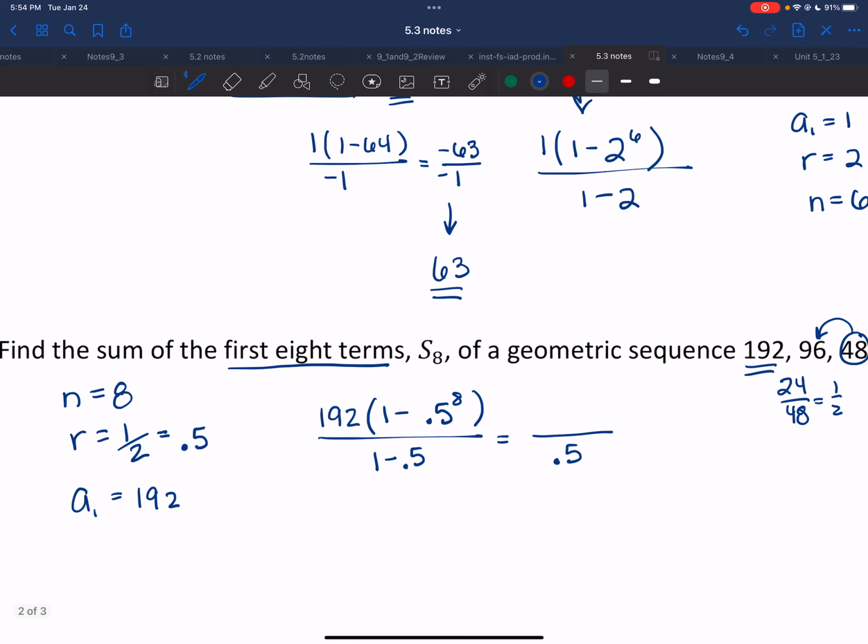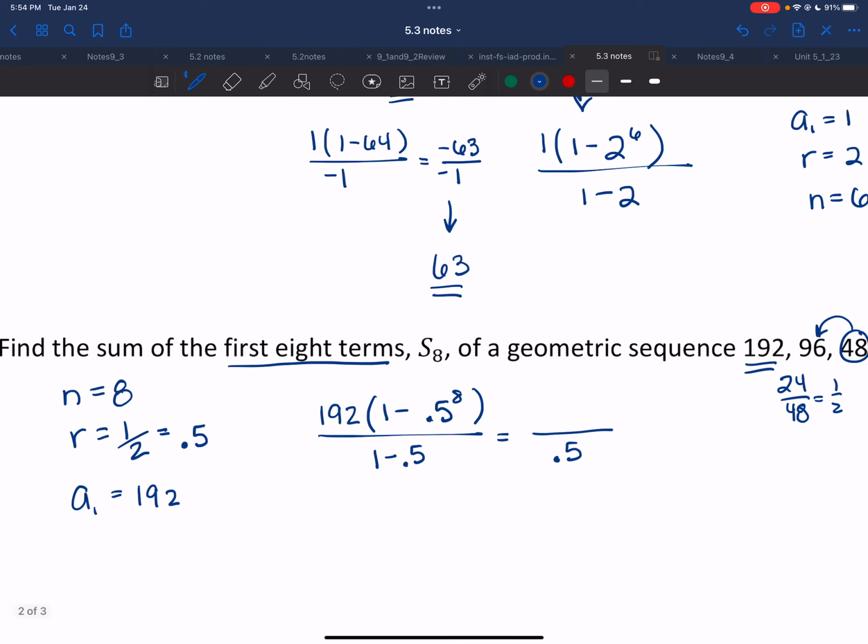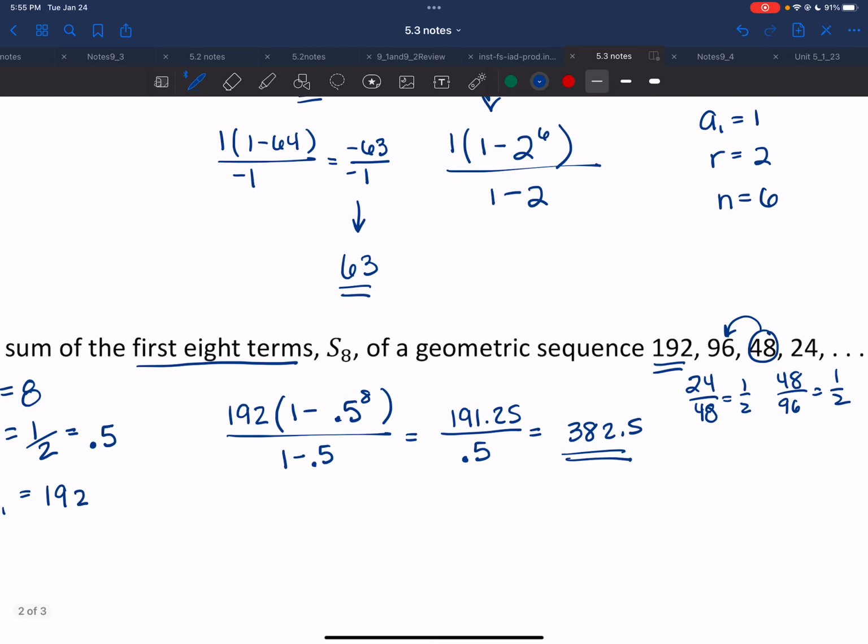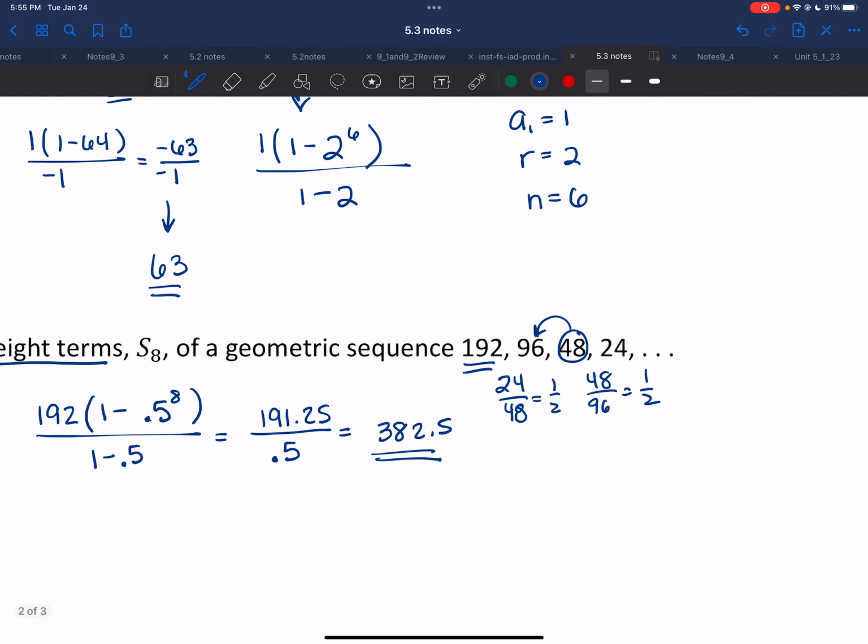When I take 0.5 to the 8th power and subtract it from 1, and then I multiply it by 192. So this will give me a teeny, teeny, tiny number. I subtract it from 1. It's pretty close to 1, so it just goes down a hair. So I should have 191.25 over 0.5. Don't forget to divide by that 0.5, and you'll end up with 382.5.